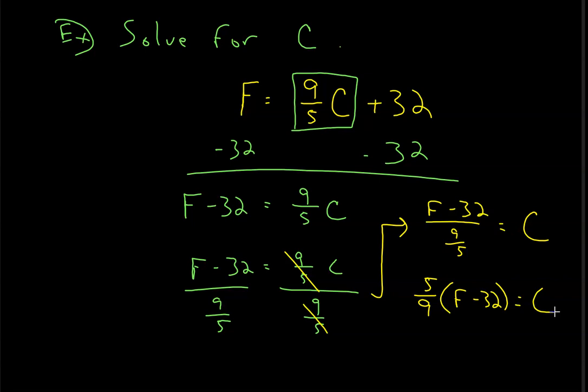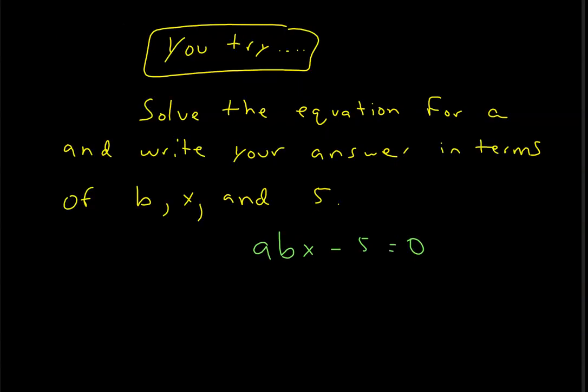I'm going to give you one to try on your own. All right, so here you are. This problem you can do, and I'm going to tell you the answer after you finish it. It says solve the equation for a, and write your answer in terms of b, x, and 5. That is just a fancy way of saying solve for a, and the only things you're going to see on the right side of the equation are b, x, and 5. It doesn't change anything about how we do this, but you see it written that way sometimes. So if you see it written that way, you continue to solve it as you always would.